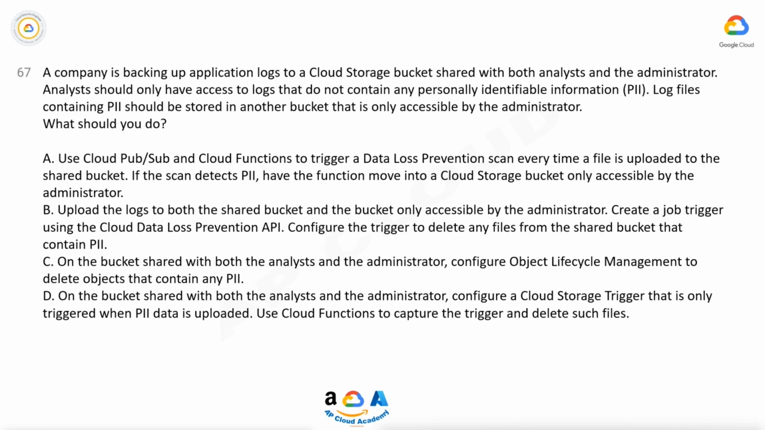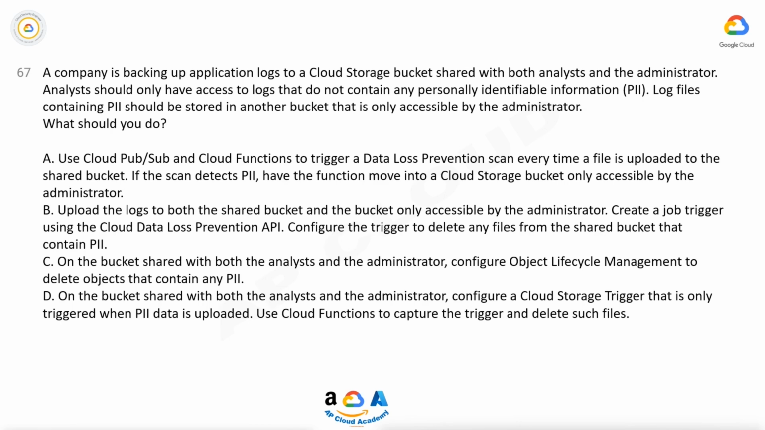Use Cloud Pub/Sub and Cloud Functions to trigger a Data Loss Prevention scan every time a file is uploaded to the shared bucket. If the scan detects PII, have the function move it into a cloud storage bucket only accessible by the administrator. B. Upload the logs to both the shared bucket and the bucket only accessible by the administrator. Create a job trigger using the Cloud Data Loss Prevention API. Configure the trigger to delete any files from the shared bucket that contain PII.